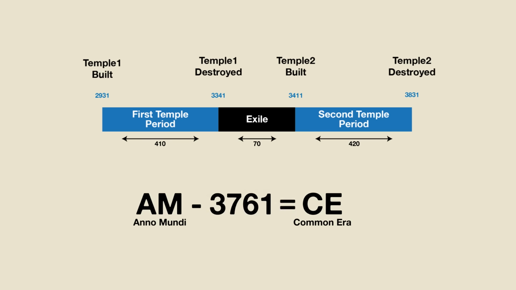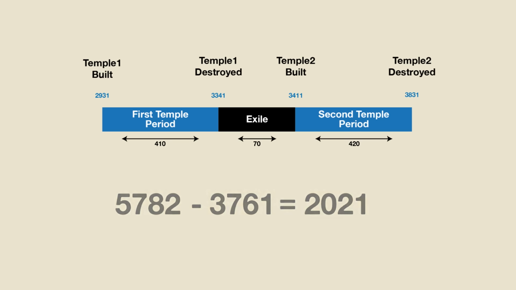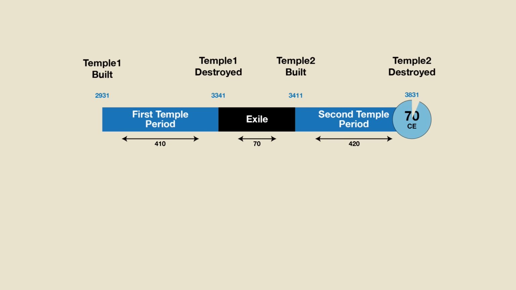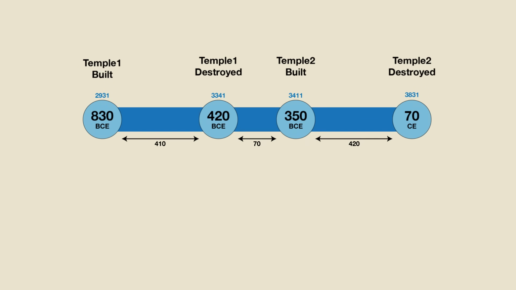As I mentioned earlier, that's the BCE date for creation on the Jewish calendar. So for example, if we take 5782, the current Jewish year as of next week, and subtract 3761, we get 2021. If we do the same for the temple dates, we get the year 70 for the Second Temple being destroyed, negative 350, which means 350 BCE, for the Second Temple being built, 420 BCE for the First Temple being destroyed, and 830 BCE for the First Temple being built. Let's now discuss each one of these dates, one by one.